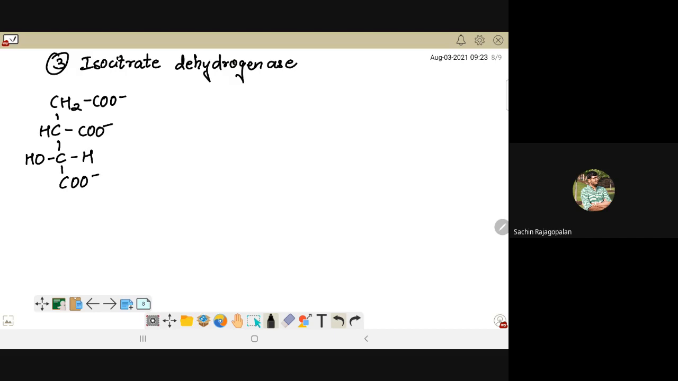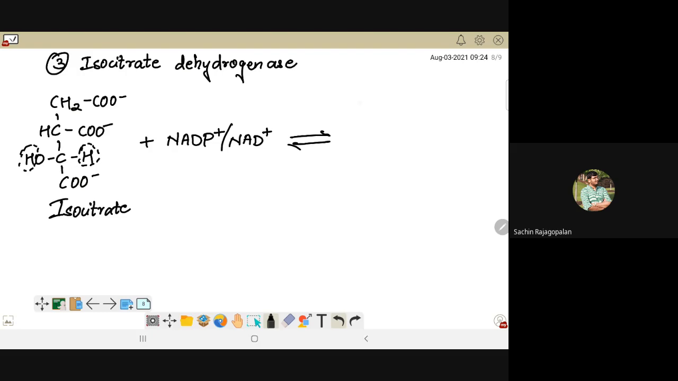Many a time they will write it in the ionized forms. That's okay. Isocitrate is the substrate for this reaction. As you're carrying out oxidation, there has to be an acceptor. This acceptor could either be NADP or NAD, varies from one organism to the other. And you're going to remove hydrogen. So the question arises, where is the hydrogen going to come from? We are going to remove the hydrogen present over here and the hydrogen of the hydroxyl group.